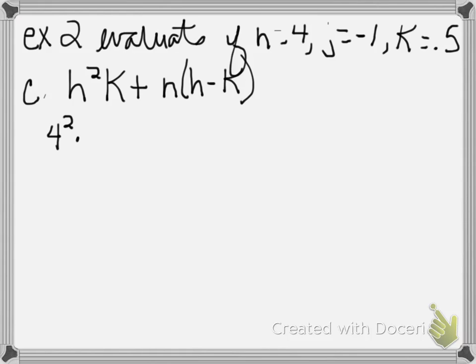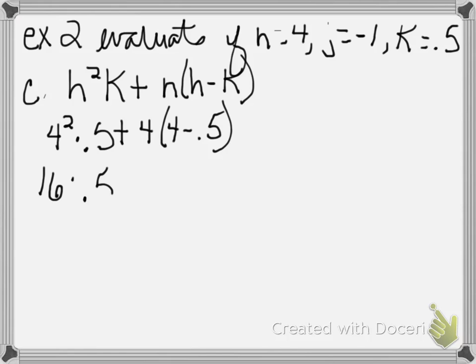Okay, example C. We're going to plug in 4 for H and 5 for K. Or excuse me, it's 0.5. Order of operations says I'm going to do the exponents first. 4 squared is 16. Times the 0.5, we're going to bring that down. Plus 4 times 4 minus 0.5 is 3.5.